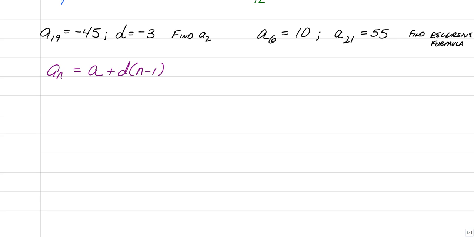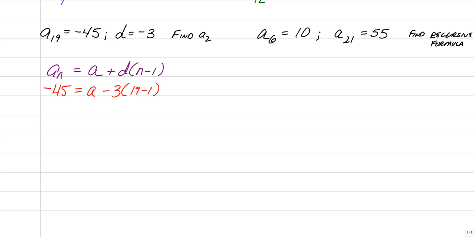Because we have to go find a sub 1, for a of n we're going to substitute in 19, which is negative 45, is equal to a plus, or in this case minus 3, times 19 minus 1. So what we did is we substituted a sub 19, or the 19th term, is equal to negative 45.